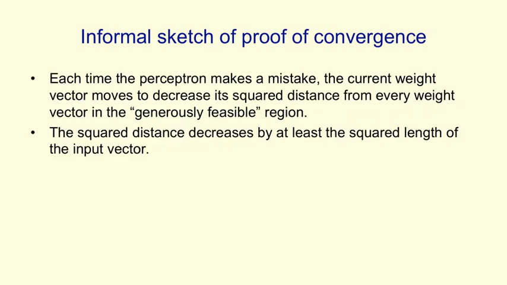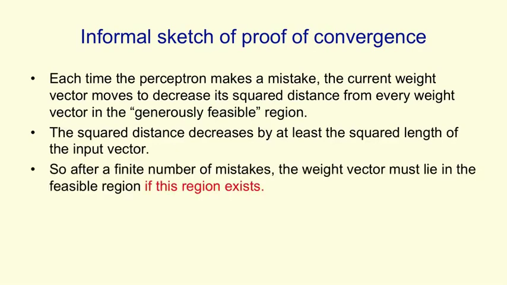And assuming that none of the input vectors are infinitesimally small, that means that after a finite number of mistakes, the weight vector must lie in the feasible region if this region exists. Notice it doesn't have to lie in the generously feasible region, but it has to at least get into the feasible region to stop it making mistakes. And that's it. That's our informal sketch of a proof that the perceptron convergence procedure works. But notice, it all depends on the assumption that there is a generously feasible weight vector. And if there is no such vector, the whole proof falls apart.